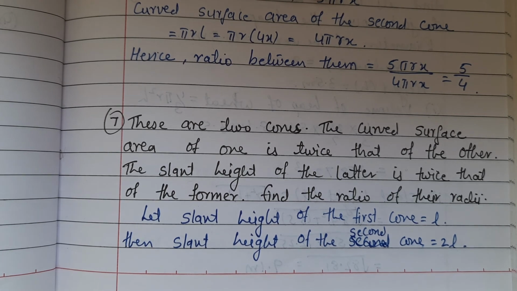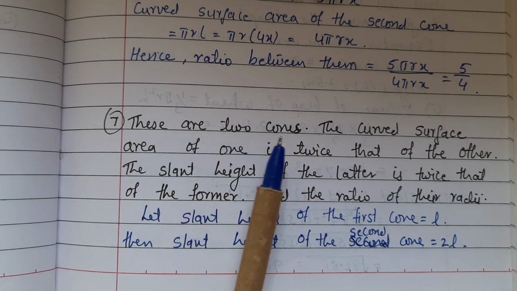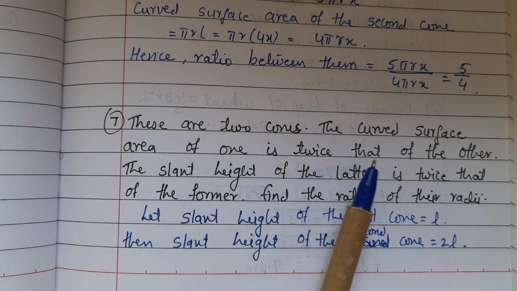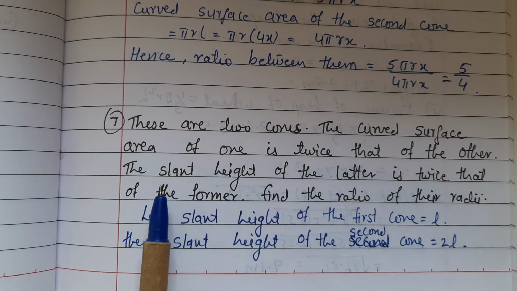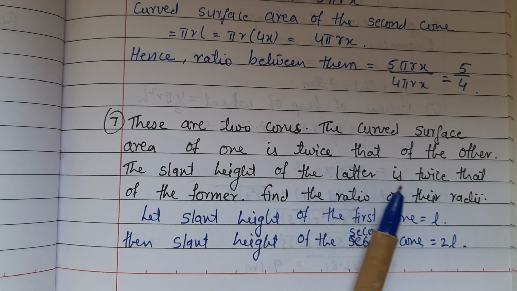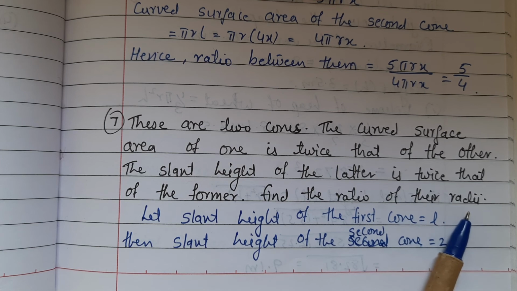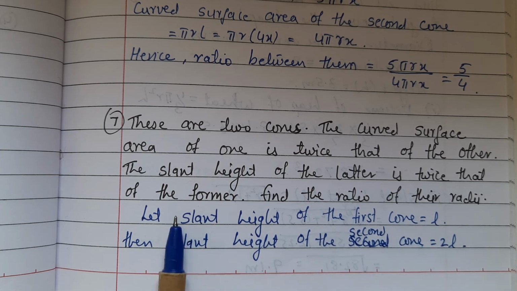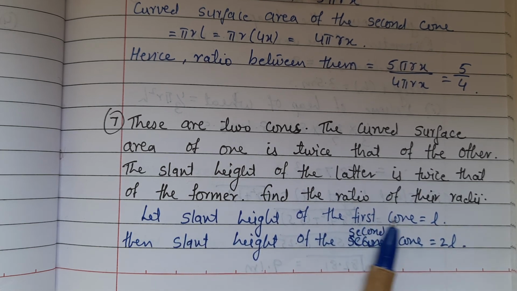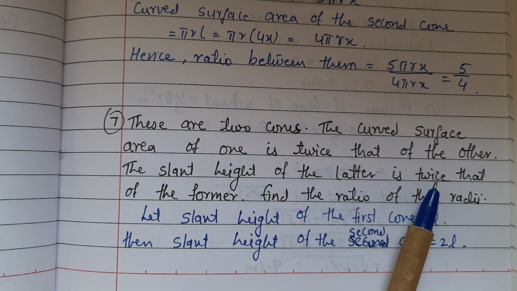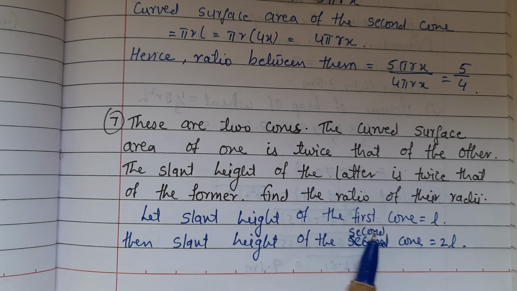Sum number 7. There are two cones. The curved surface area of one is twice that of the other. The slant height of the latter is twice that of the former. Find the ratio of their radii. Let the slant height of first cone be l. The latter is twice, therefore slant height of second cone is 2l.